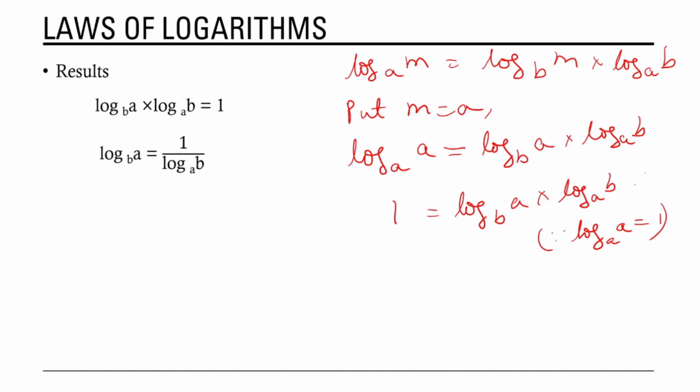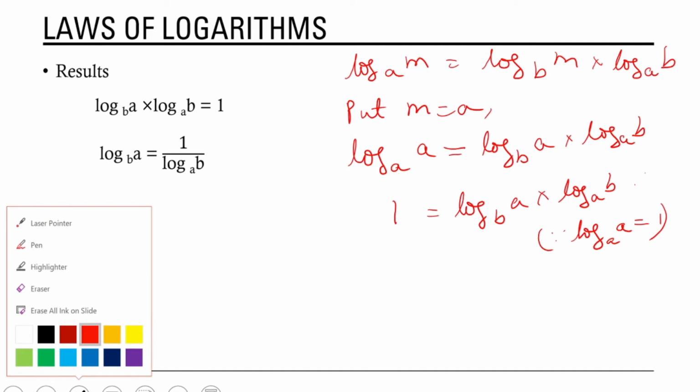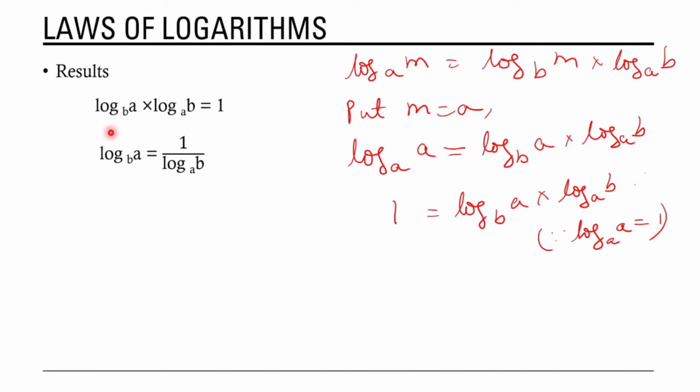So, I have got the relation log a to the base b into log b to the base a is equal to 1, or in other words log a to the base b is equal to 1 divided by log b to the base a. In my previous change of base relation, I have log m to the base a is equal to log m to the base b into log b to the base a. In this I am substituting m is equal to a. When I am substituting m is equal to a, I have got this relation.